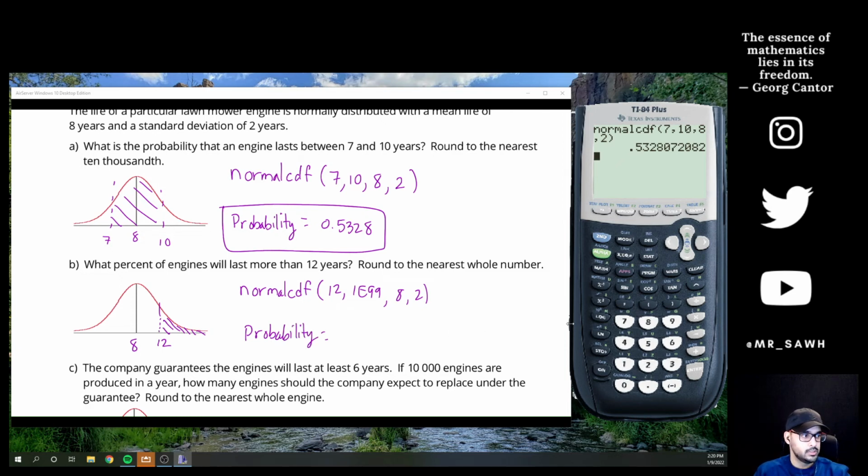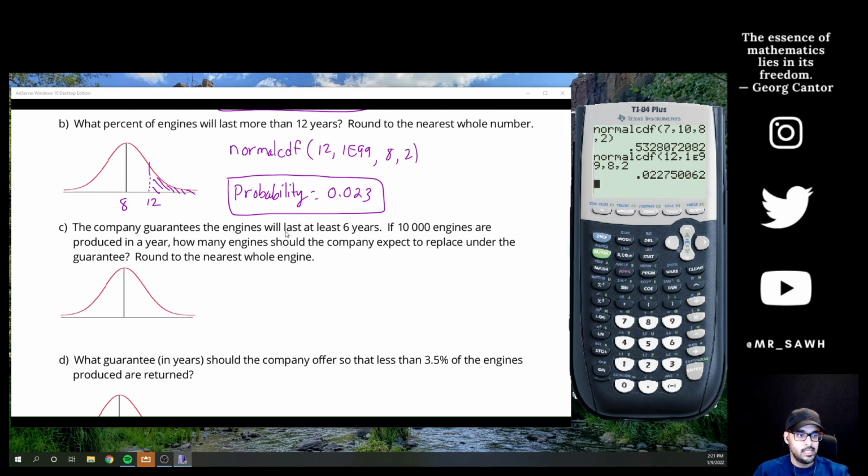So probability equals normal CDF one more time. So there's 12, and then infinity, 8 and 2. Enter. So really, really small this time. 0.228. Okay, which makes sense because it's not very likely that a lawnmower will last more than 12 years. So it's a really, really small percentage. Okay, only about 2%. Oh, I missed a 0, I think, somewhere. 0.0228. I guess that would be 2.3% now. Okay, so that's better, right? About 2.3% will last that long.